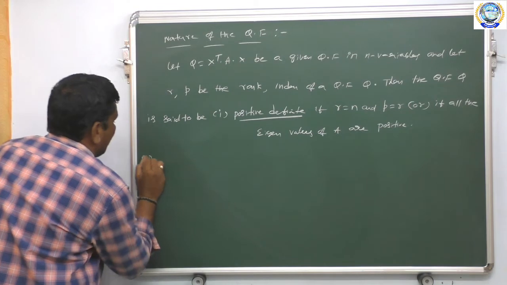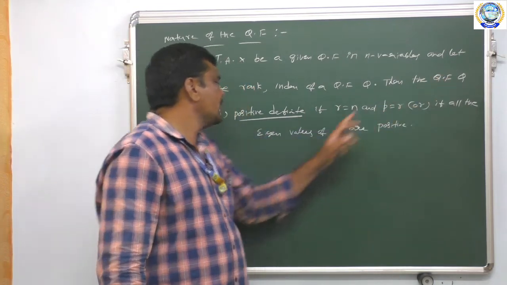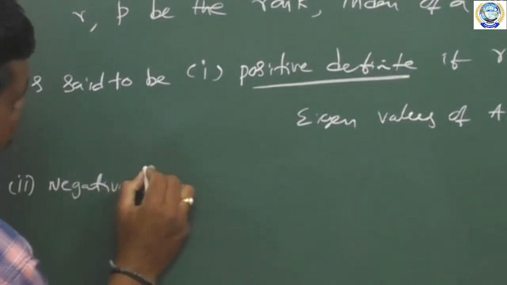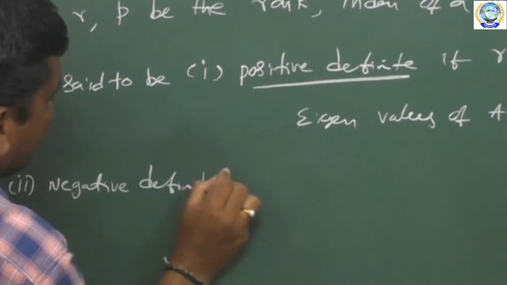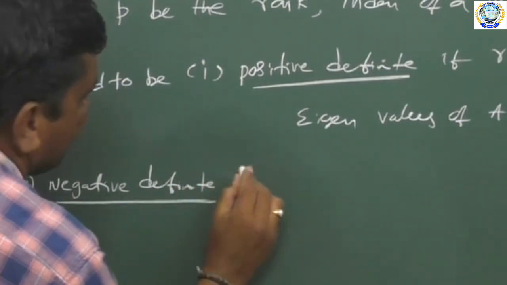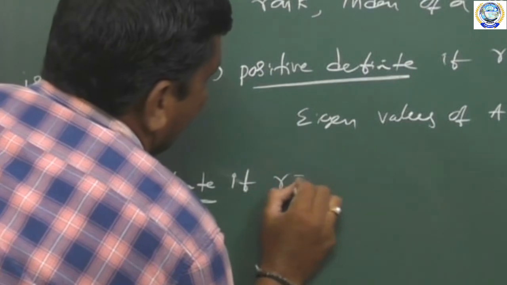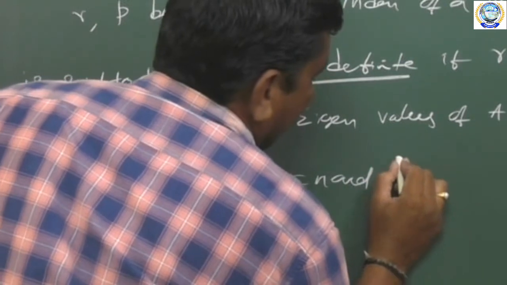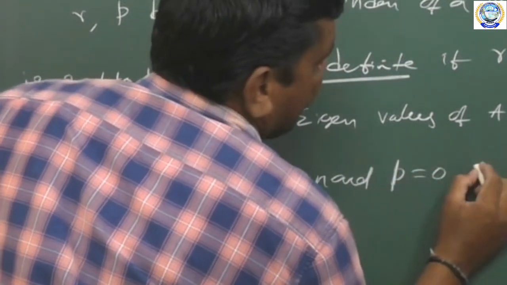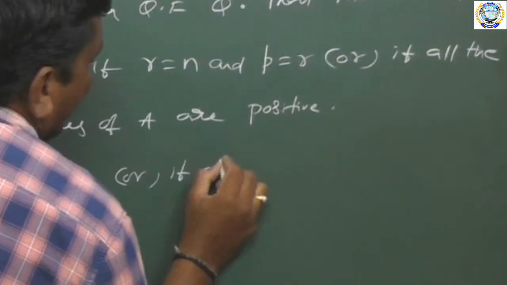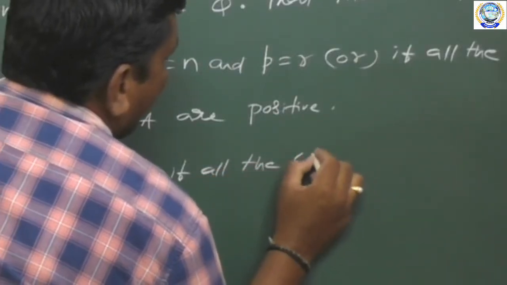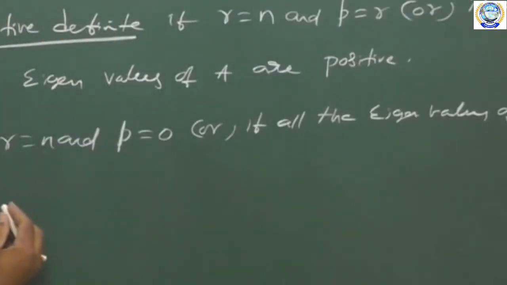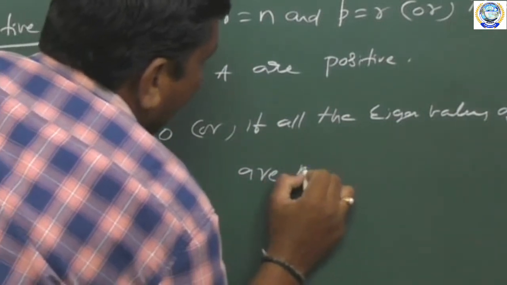Next, second one, the given quadratic form Q is said to be negative definite if r equal to n, that means rank equal to number of variables, and the index is 0, or if all the eigenvalues of capital A are negative.